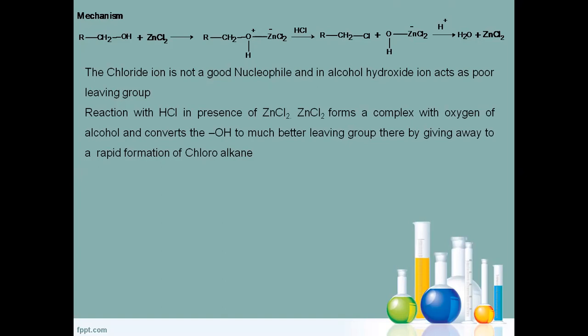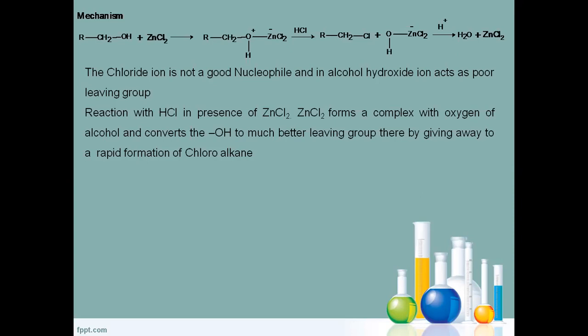For enhancing the alcohol to a better leaving group, we are treating with zinc chloride. Here, zinc chloride is activating the OH group, which is removed and replaced by chlorine, forming the chloroalkane, or alkyl halide, or haloalkane.